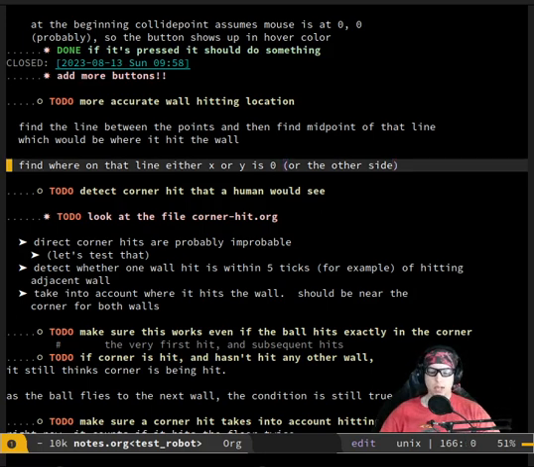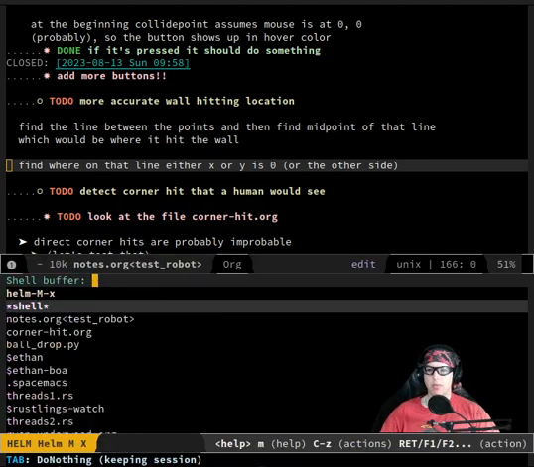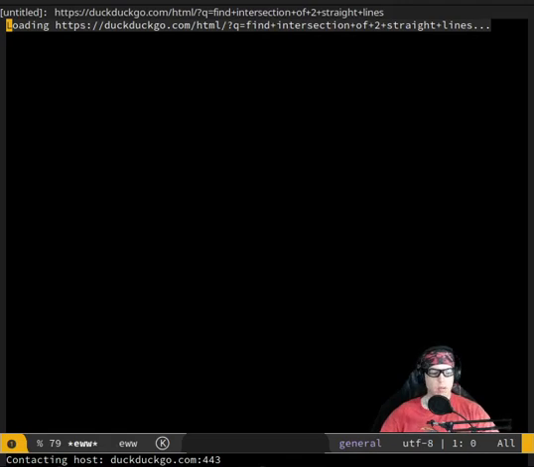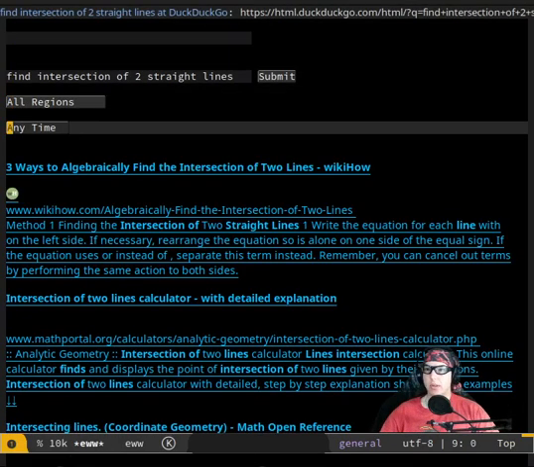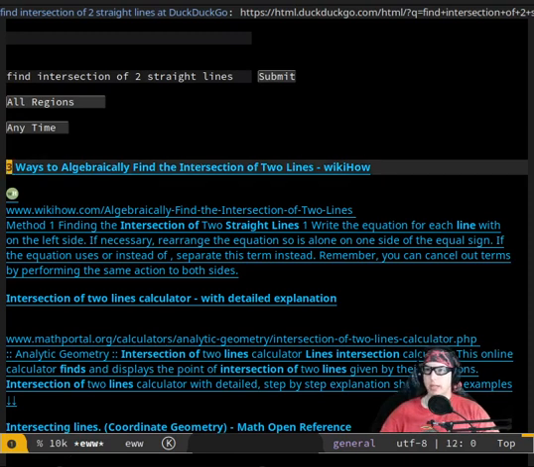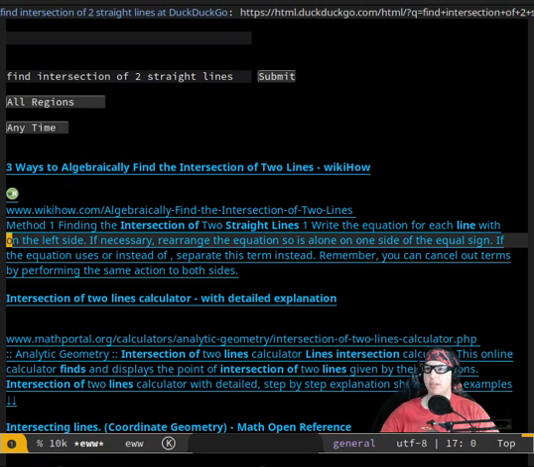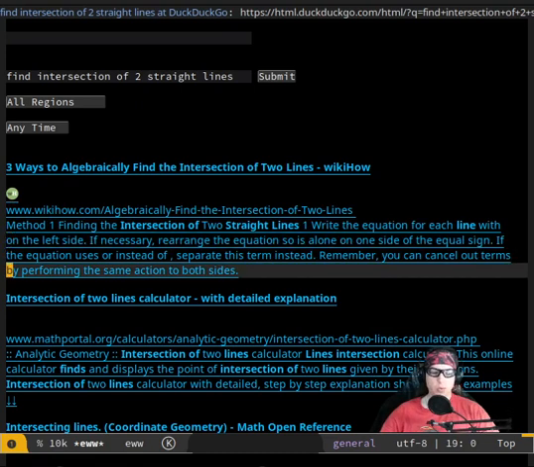So we want to find the intersect between two lines. How do you find the intersection of two straight lines? We don't have to worry about curves, so that's good. There are three ways to do it algebraically. One way is plugging the equation into the other equation for the line. Finding the intersection: write the equation for each line with y on the left side. I think maybe this summary got chopped off. If necessary, rearrange the equation. So we should be able to do this.